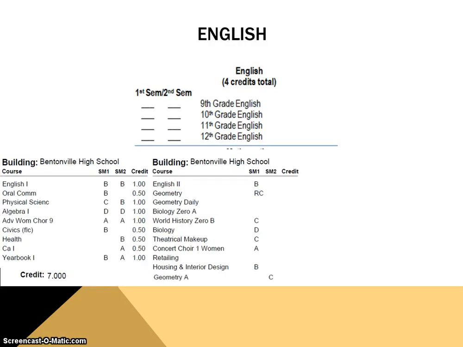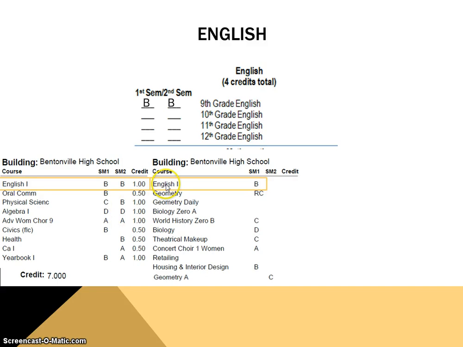So we're going to start with English. 4 years of English are required at Bentonville High School to graduate. This student had freshman English and made a B both semesters, so we would put a B in each of the blanks. For each semester there is a blank, or for each half credit there is a blank, because half credit courses are semester-long courses.